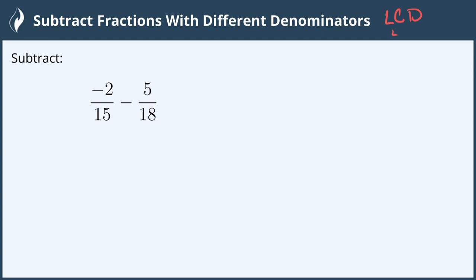This is the lowest common multiple found in the denominator numbers. And so we're just going to do the lowest common multiple between 15 and 18. To do that, I'm going to take 15 and 18 and do factor trees.